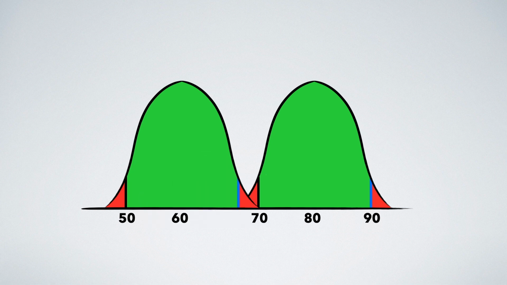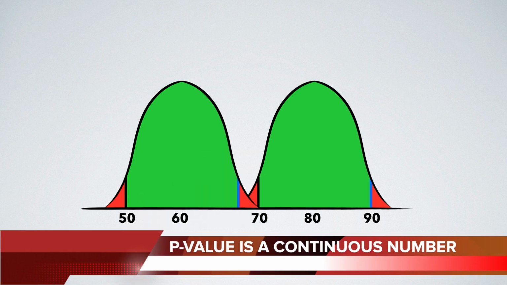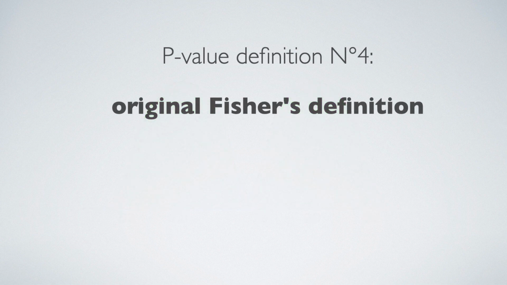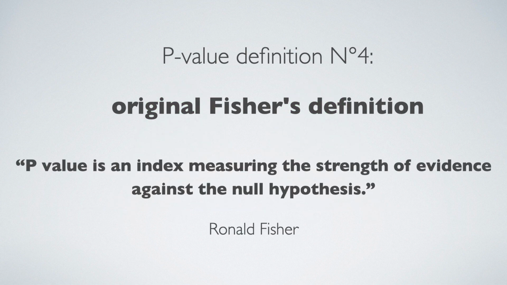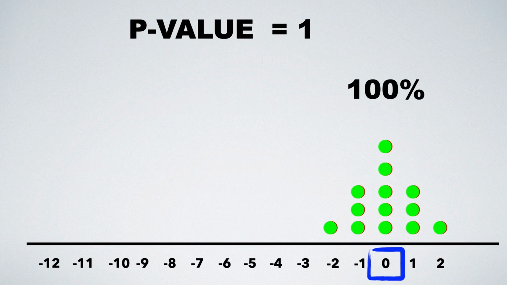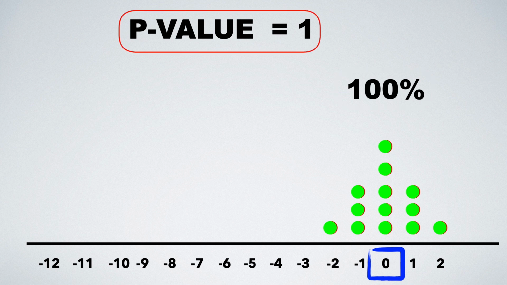So we see that the p-value goes from 0 to 1 and is a continuous number, which corroborates with the last definition we have, the original definition of Ronald Fisher. A p-value is an index measuring the strength of evidence against the null hypothesis. This strength of evidence can be intuitively explained as a measure of similarity. For example, if two samples are identical, there is 100% similarity and 0% difference. So our p-value is equal to 1.